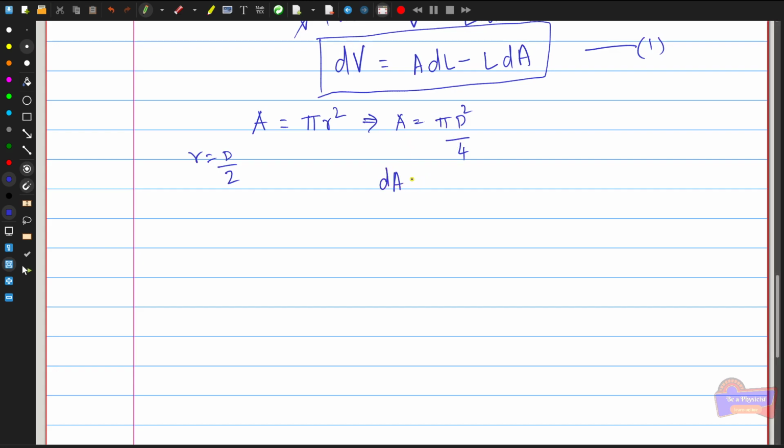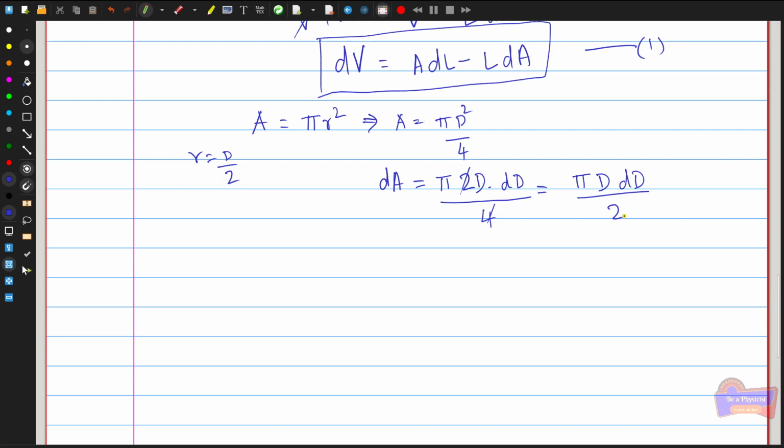So I can just take the derivative of this. The pi is a constant, and I take the derivative so that I get 2d into the derivative of the diameter divided by 4. So I can cancel this out, and finally I get the value of dA as pi into the diameter into the change in diameter divided by 2. Okay, so this is the dA value: dA is equal to pi d dd divided by 2.